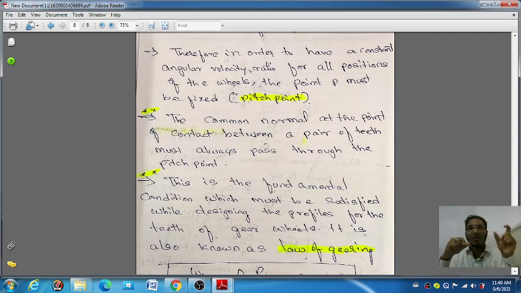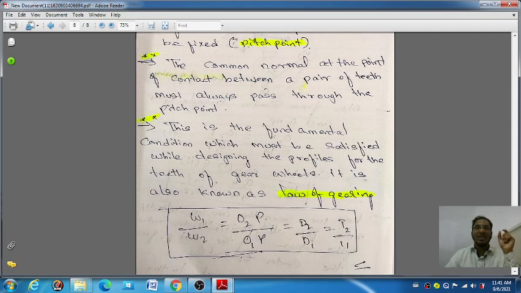The common normal line at the point of contact between the gears, passing through the point P, is called the pitch point. The common normal line at the point of contact between the gears cutting the line of centers at the fixed point is called the pitch point. Okay. Next is the fundamental condition.